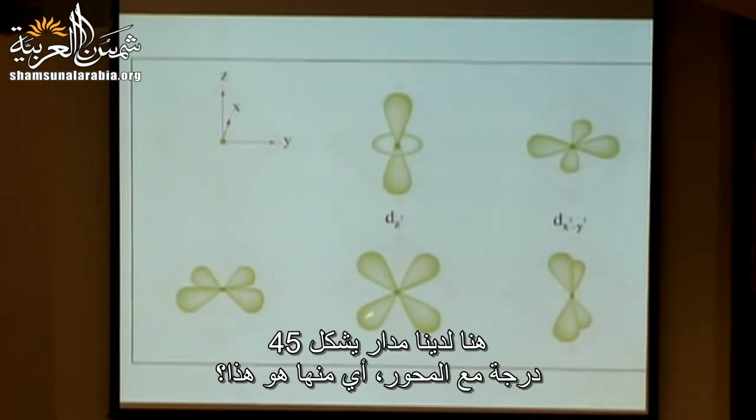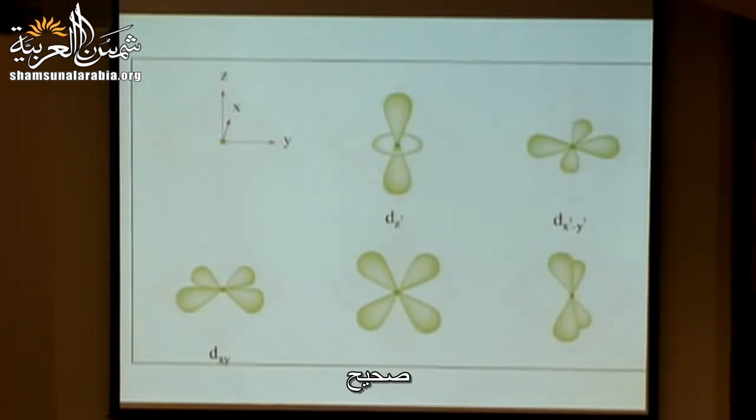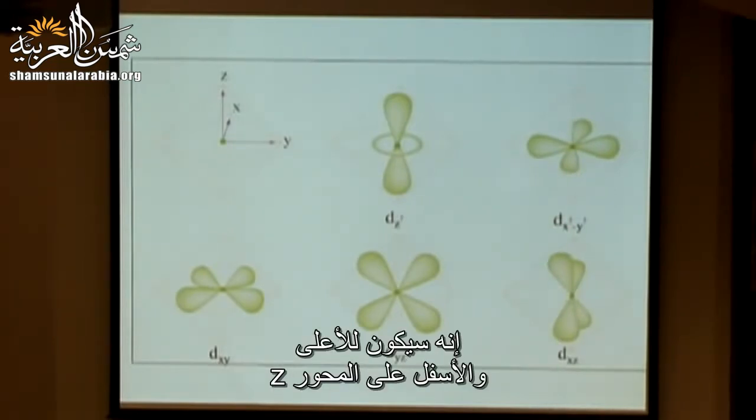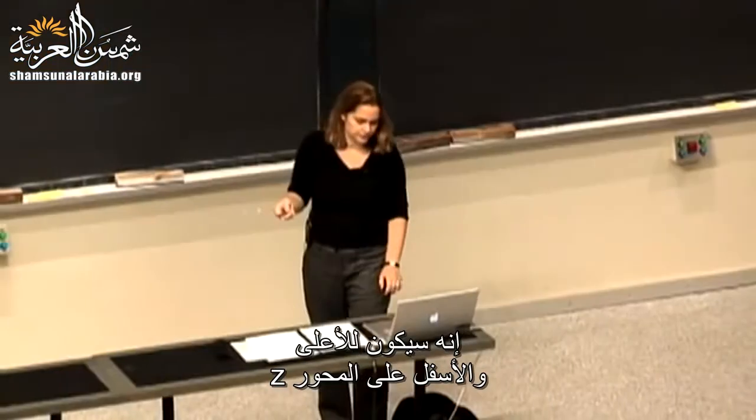So here we have one 45 degrees off axis. Which one is this? Yep. And this one over here? Yep. So yz. And this last one here? Yep. We have the xz, so it's going up and down for the z-axis.